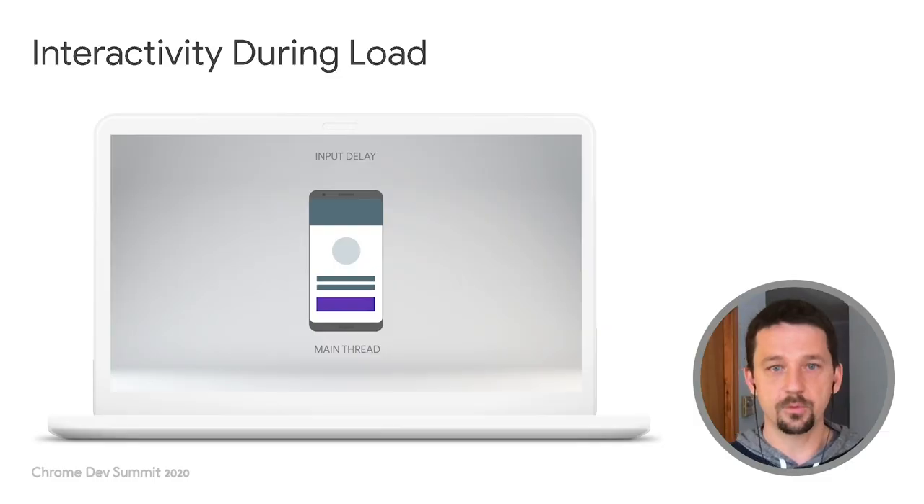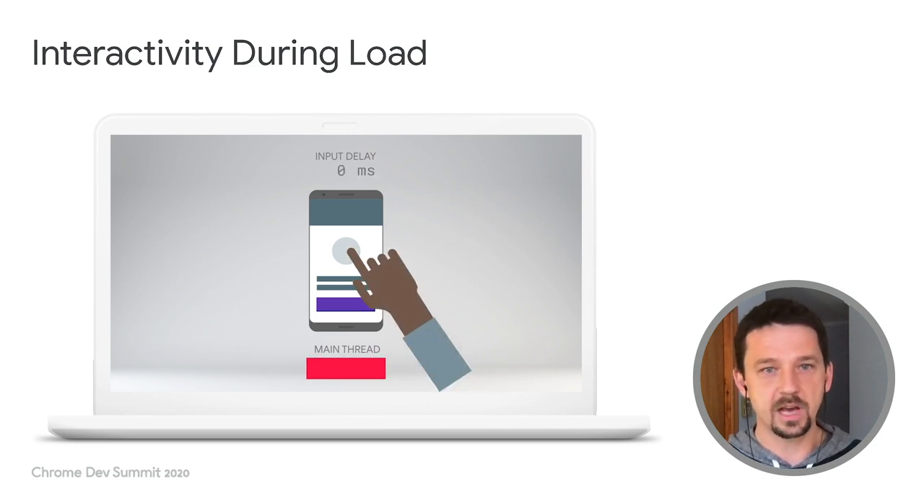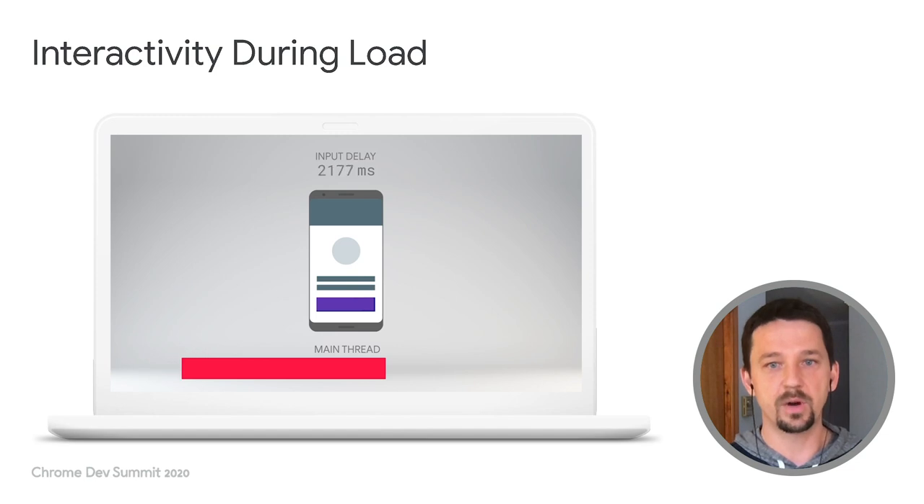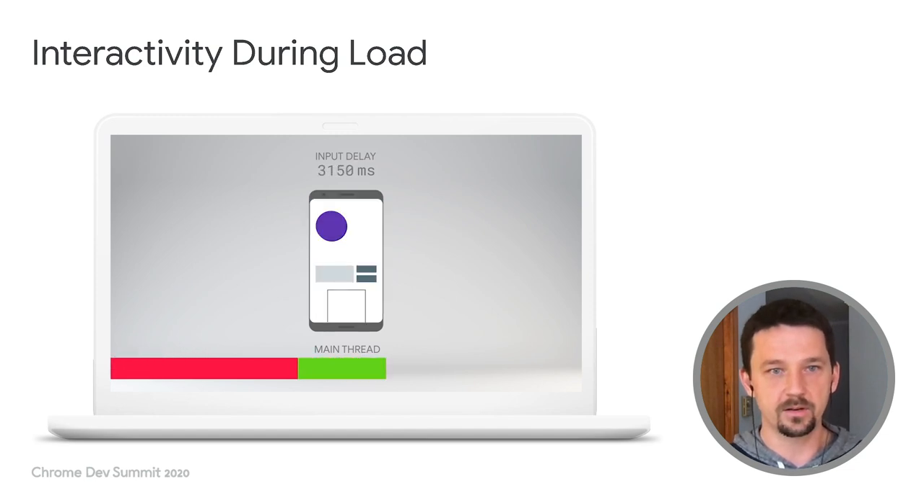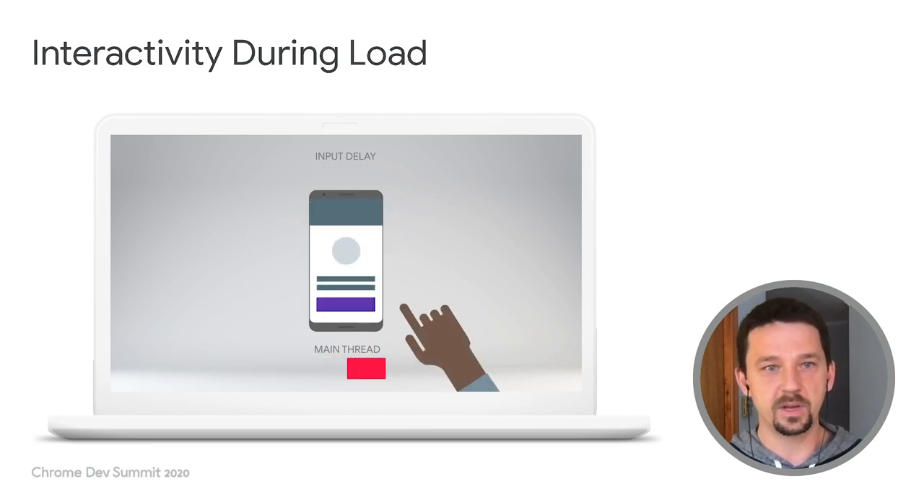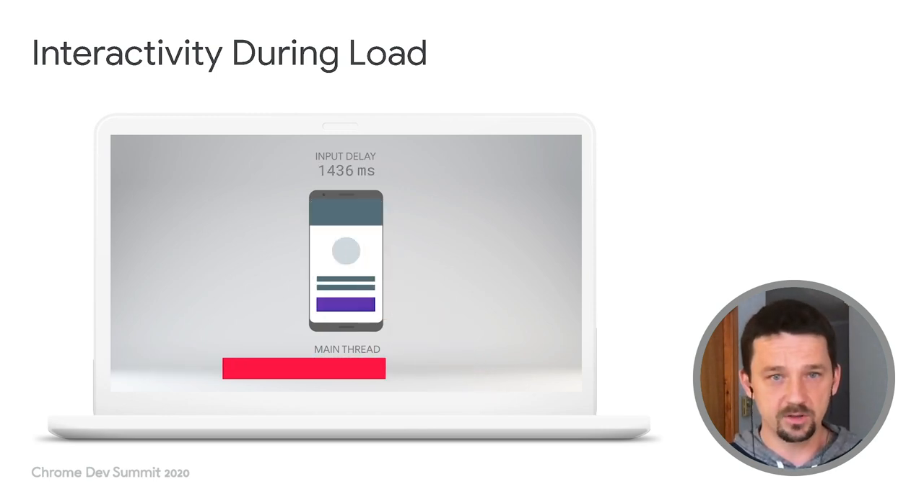Second, interactivity during load. To recap, First Input Delay measures the time from when a user clicks, taps, or presses a key until the browser starts to process that input. It's designed to capture delays that result from the main thread being busy, especially during page load.